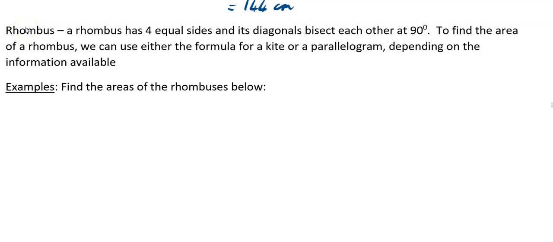Okay, a rhombus has 4 equal sides and its diagonals bisect each other at 90 degrees. To find the area of a rhombus, we can use either the formula for a kite or a parallelogram, depending on the information available. So let's just look at that a wee second.